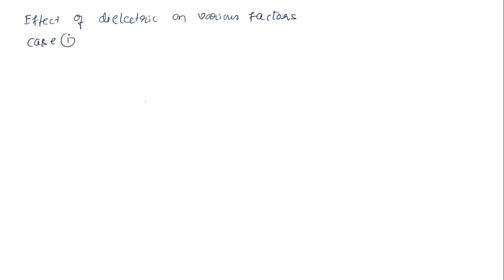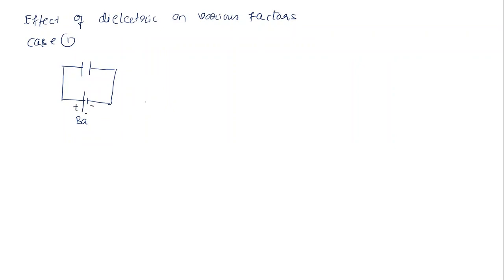Case 1. Okay. So in case 1, first I'll take what now? A capacitor. I'll connect this capacitor to what now? A battery. Okay, this is a battery of potential V. Now this battery is kept connected.